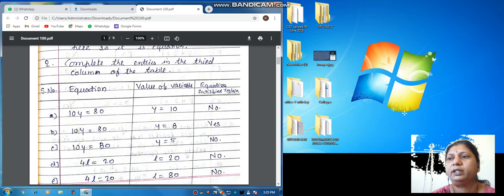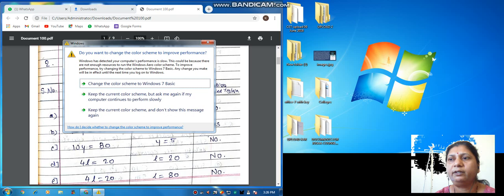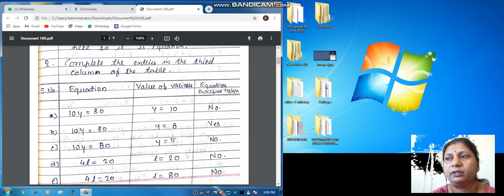4l is equal to 20. The value of l is equal to 20. So if we put the value of l as 20, we get 20 multiplied by 4, which is 80. So are 80 and 20 equal? No. So the equation is not satisfied.